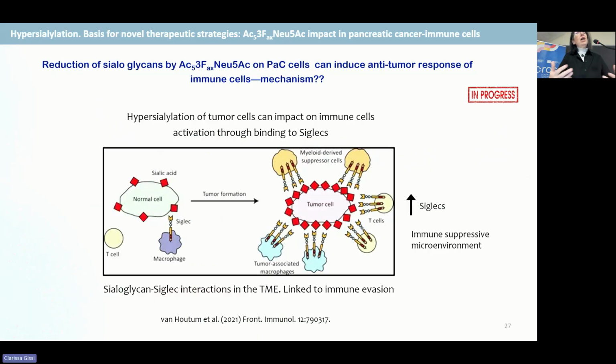In this regard, we are now trying to understand the mechanism by which the reduction of sialoglycans on pancreatic cancer cells can induce this anti-tumor response of the immune cells. One of the mechanisms can be through Siglecs. We know that in the tumor microenvironment, sialic acid is more present in the tumor cell compared to the normal cell. There is also more expression of Siglecs in the immune cells present in this tumor microenvironment, like myeloid-derived suppressor cells or tumor-associated macrophages.